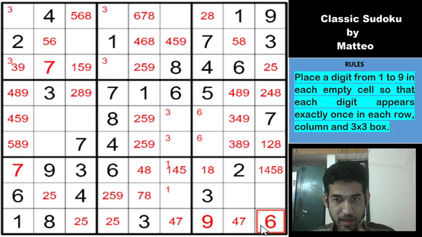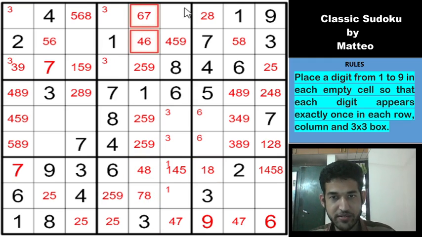We have a 4 7 pair, so that gives us a 6 here, and we have a 4 7 8 triplet. Beautiful guys, beautiful. A very complicated step which is giving us a series of digits. So 4 7 8 triplet, which means 8 is in one of these 2 cells, so these 2 cells can't be 8.